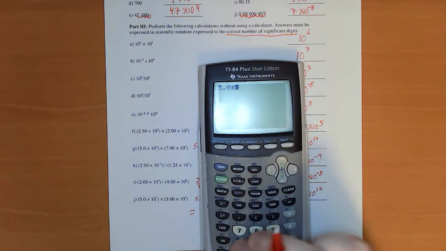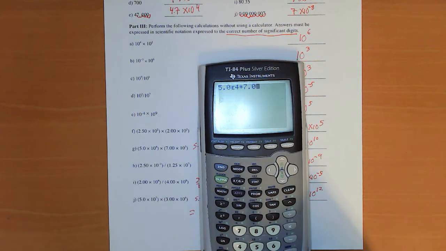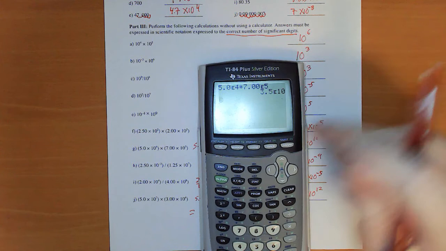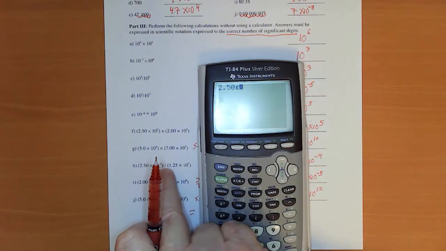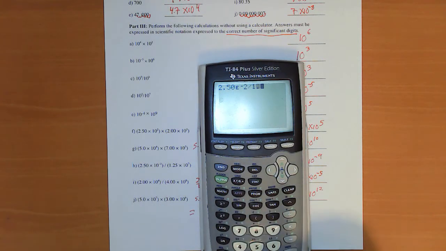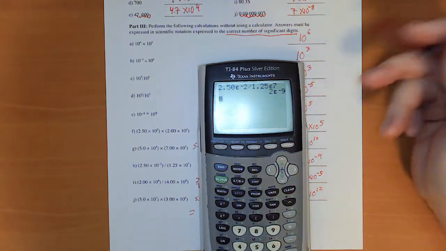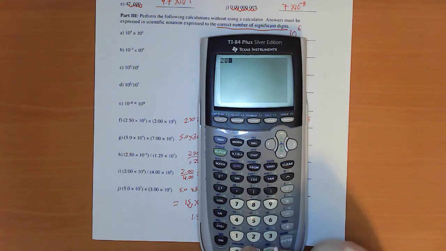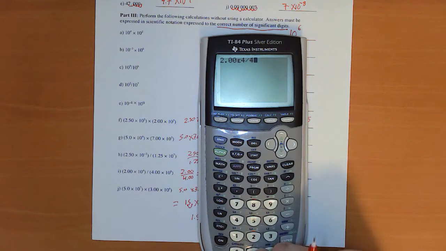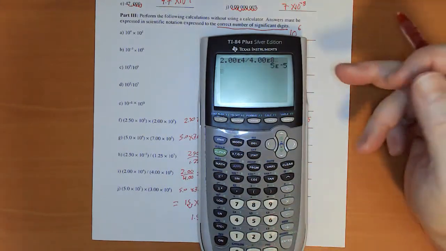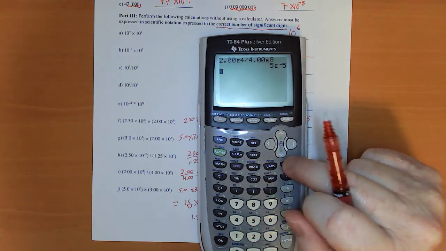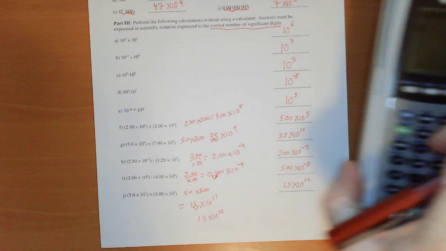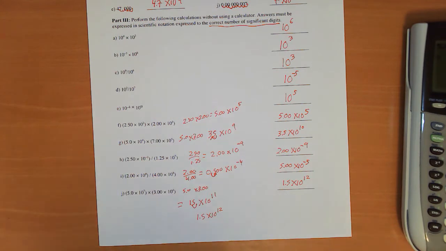5.0 second EE 4 multiplied by 7.00 second EE 5, and I get 3.5 times 10 to the 10th. Boom. 2.50 second EE negative 2 divided by 1.25 second EE 7, 2 times 10 to the negative 9th. Okay? See, they're working out, getting the same answers. 2.00 second EE 4 divided by 4.00 second EE 8 equals 5 times 10 to the negative 5th. Same answer. 5.0 second EE 7. Okay. There you go, folks.